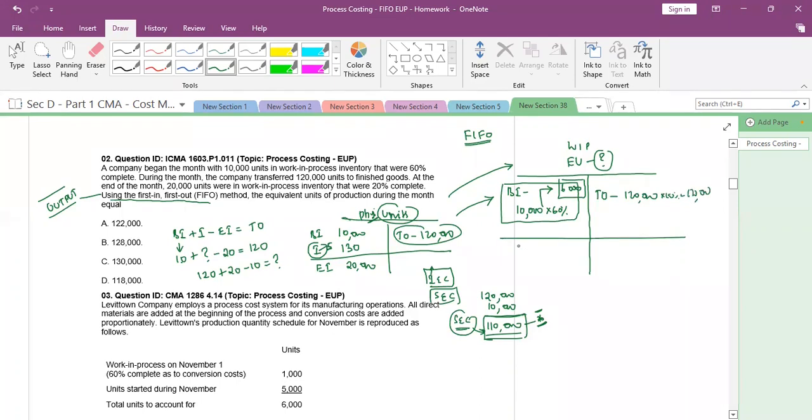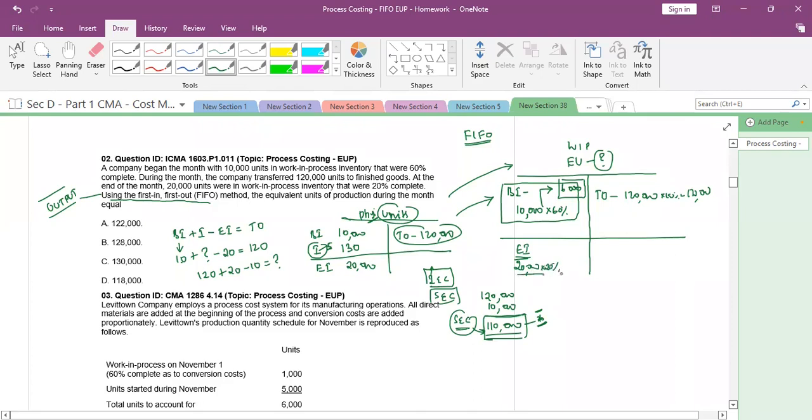Then ending inventory we will take here. So ending inventory, what is given, the same thing we will take. Beginning inventory also, what is given, same thing we will take. Ending inventory also we will take what is given in the same way. So how much it is completed?